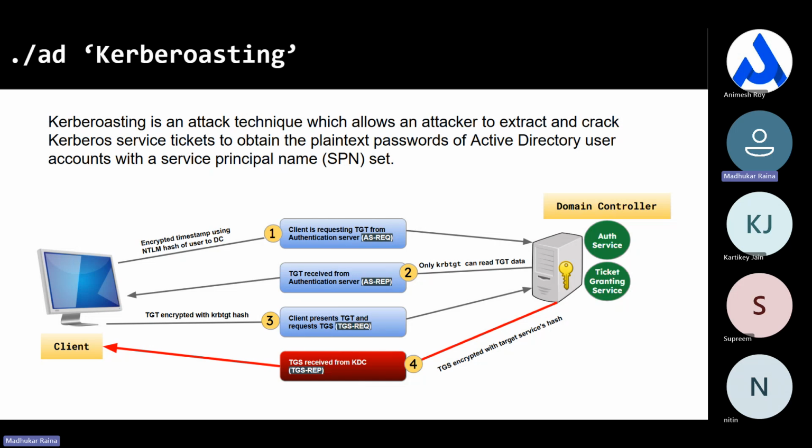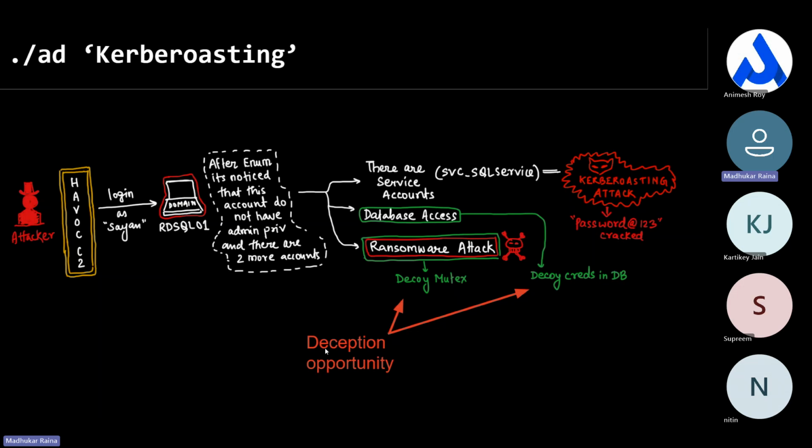To do that, we have multiple tools, but we'll use a tool called Rubeus. So first, let's try to do the Kerberoasting attack. Before that, I'll explain the scenario. We'll log into RDSQL01 as Cyan because he has access on that, but not admin access. After enumeration, it is noticed that this account does not have admin privileges, and there are two more accounts, which are the SQL service account and the administrator, which is the domain admin. So then we targeted the SVC SQL service account using Kerberoasting, and then we'll access the database, and then we'll do the ransomware attack.